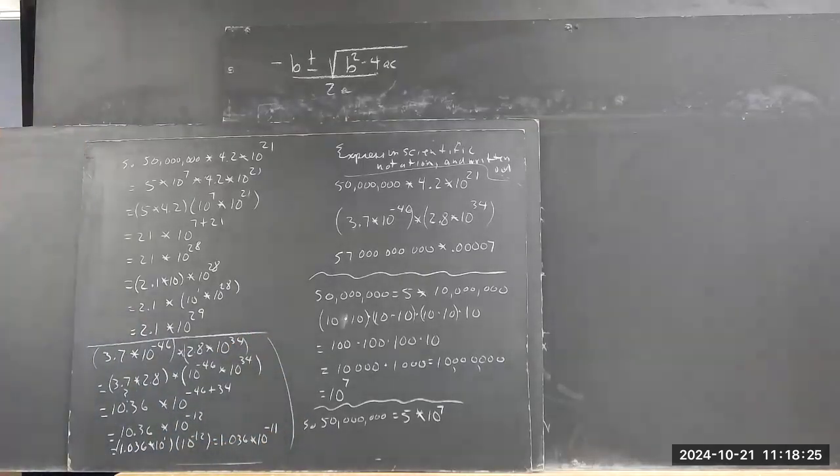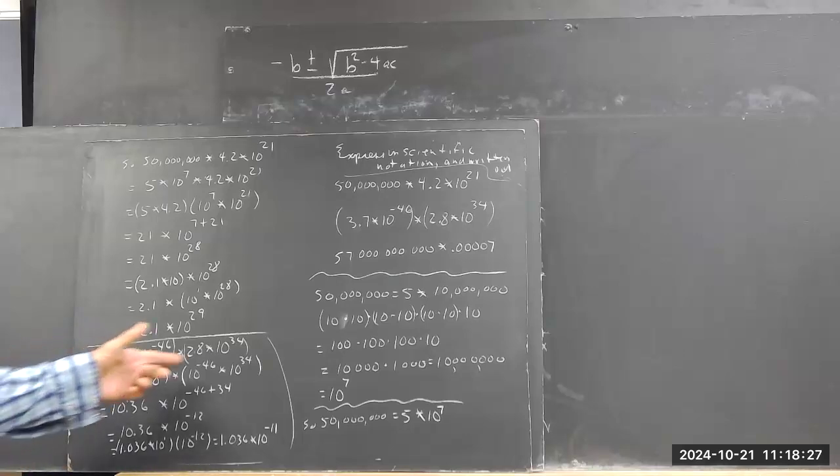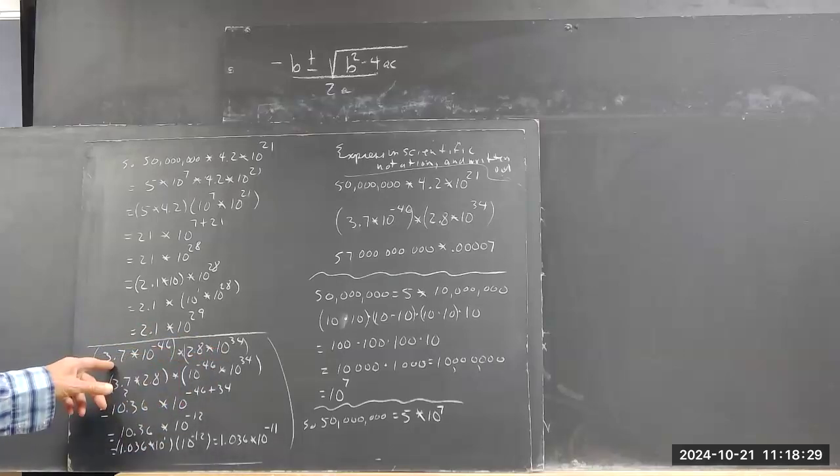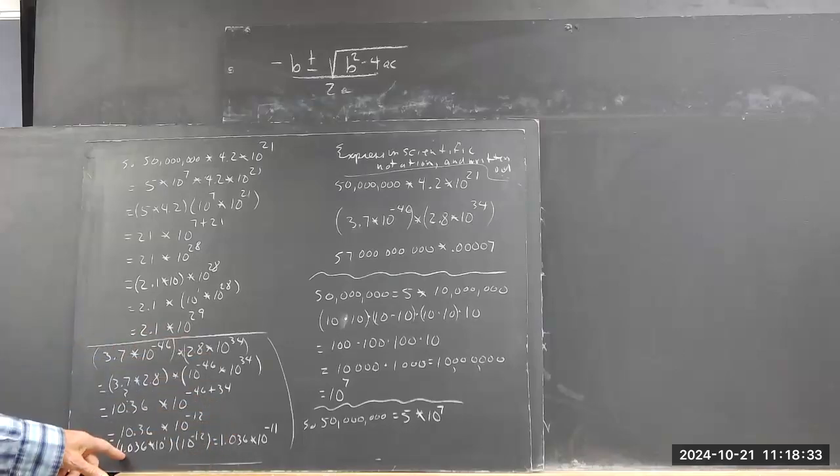If I've done this correctly, let's make sure I've got it right. That's a 10 to the negative 12. That's a little more than 10. So that's going to give us 10 to the negative 11th. And check my arithmetic on this. Okay.